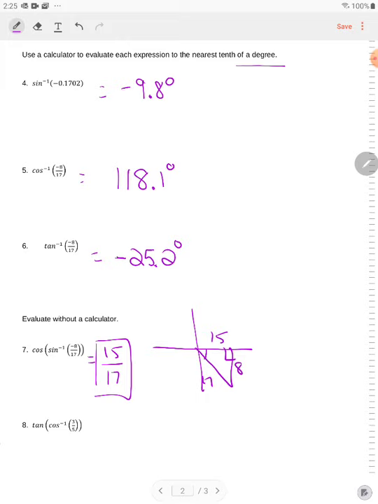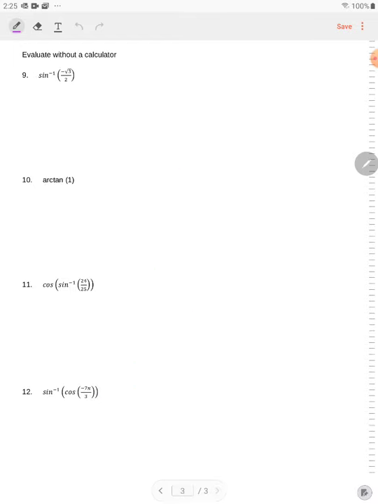Okay, cosine inverse of 3/5. Notice it's positive. It will be in quadrant 1. Adjacent over hypotenuse. It's a 3, 4, 5 triangle. So tangent of that is opposite over adjacent, 4 over 3. All right, so now let's go ahead and look at these angles.